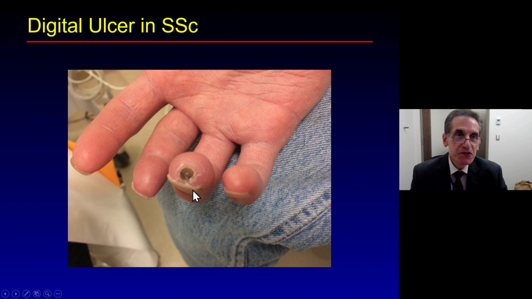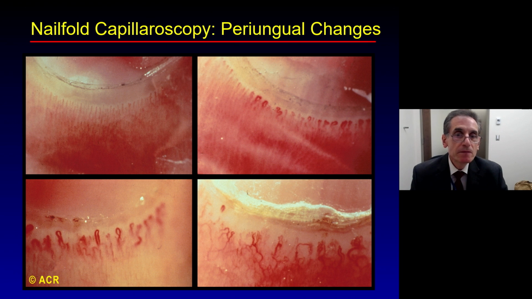Here's a digital ulcer that can occur in severe Raynaud's, associated in this case with scleroderma. And these are the nail fold capillary microscopic changes that you can see if you use an ophthalmoscope or other microscope that allows you to visualize these blood vessels. These ectatic blood vessels are abnormal, and they are not seen in normal patients, which this is a representative of.